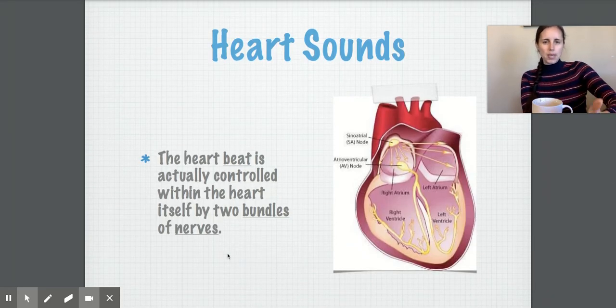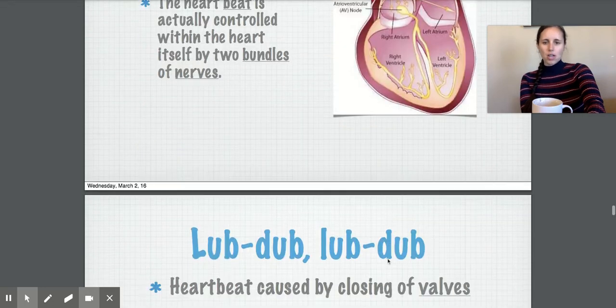Let's talk about what a heartbeat or your heart sounds are. So maybe you've heard before your stethoscope. So I hope you've had this opportunity to actually hear your own heartbeat with a stethoscope. Your heartbeat is actually controlled within your heart itself. So it's actually not controlled necessarily by your brain. It's actually electrical activity within your heart itself. So we have two nodes or bundles of neurons. We have this sinoatrial node up here, and we have our atrioventricular node down here. These two bundles of nerves are actually what control the heartbeat. So they control the contractions of the ventricles, which is what actually causes your heartbeat.